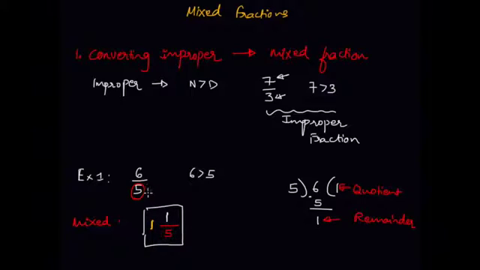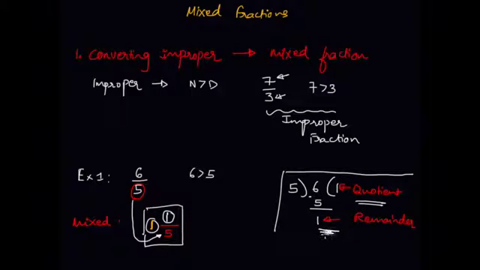What we have done is we have retained the denominator as the denominator here. 1 is the quotient which we got in this part here, and the numerator becomes the remainder, which is 1 here. Let's just do one more example so that you guys are clear about this concept.